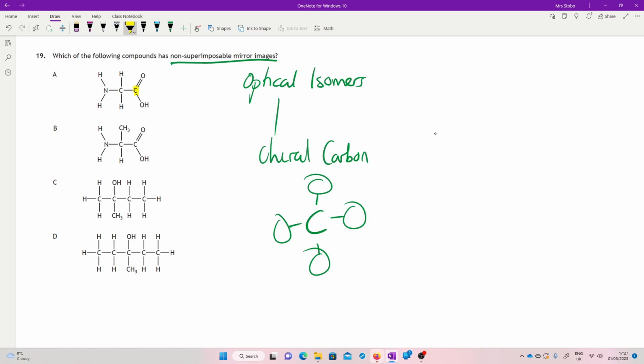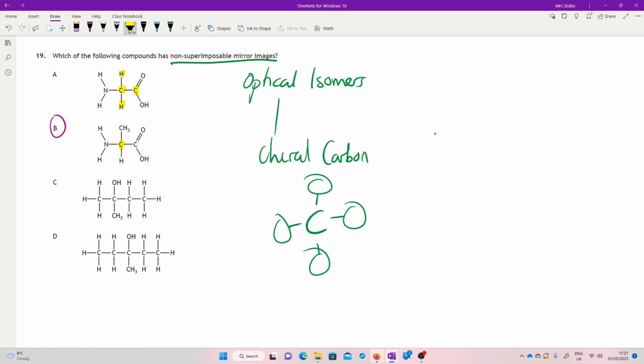This carbon can't be because it's not got 4 possible groups, it's got a double bond. This carbon's out because it's got 2 hydrogens. So A, no, not chiral. In B, this carbon has a CH3, an H, an NH2, and a C double bond O bond OH. So I'm totally happy with that one being chiral.